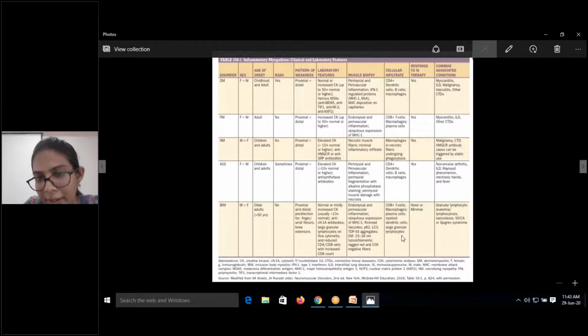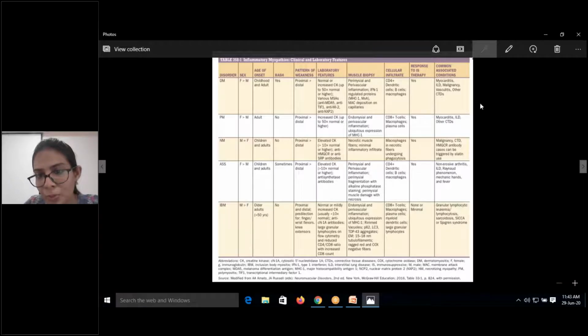Dendritic cells, large granular lymphocytes. Large granular lymphocytes are alone here in inclusion body myositis. Usually you can remember inclusion body myositis can go along with the polymyositis picture to a certain extent. Rest others it is typical.